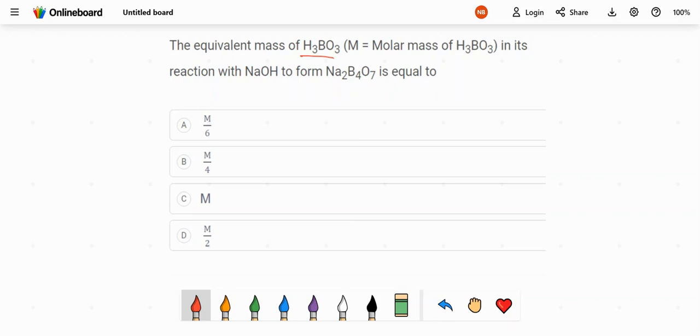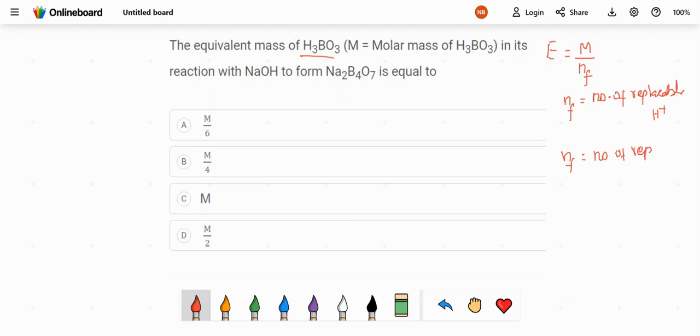For example, equivalent mass will be equal to molecular mass divided by n factor. How can we find out that n factor? N factor, for an acid (actually, H3BO3 is an acid), will be the number of replaceable H plus ions, or n factor for a base will be the number of replaceable OH minus ions.